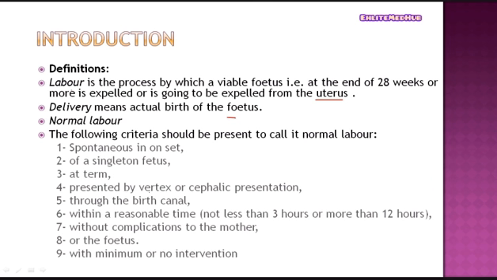Fourth, it should be presented by vertex or cephalic presentation. This is a form of presentation in which the baby or fetal head is the presenting part, and it is the best form of presentation. Fifth is through the birth canal. So the baby must be delivered through the birth canal via the vagina and not through a cesarean section within a reasonable time, not less than 3 hours or more than 12 hours. Seventh, it should be without complications to the mother nor aid to the fetus. Ninth, it should be with minimum or no intervention.